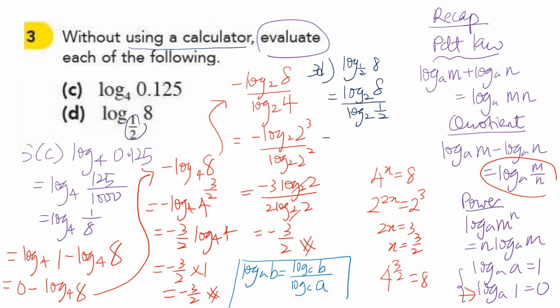Okay, so 8 is just 2 to the power of 3. That will give us 3 log base 2 of 2. And half is 2 to the power of negative 1, so I can bring the negative 1 down. That will give me negative log base 2 of 2. The log base 2 of 2 in the numerator and denominator can just cancel off. So I have 3 divided by negative 1, which gives me negative 3. Okay, that's how you do 3D.